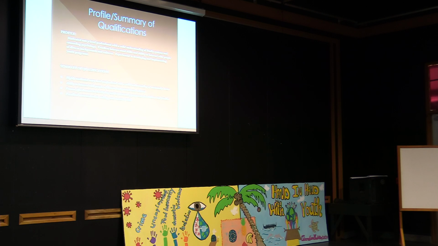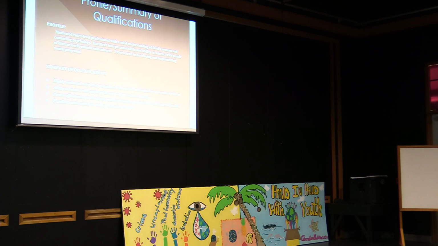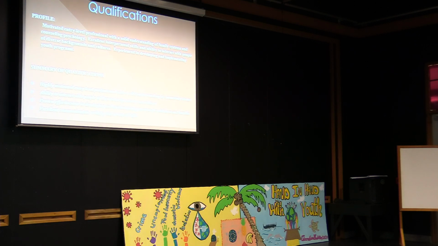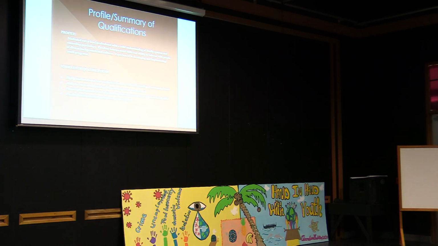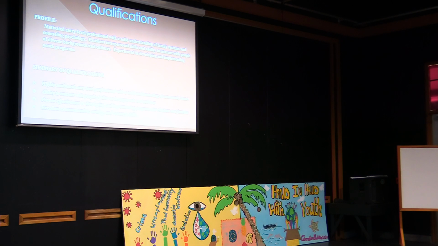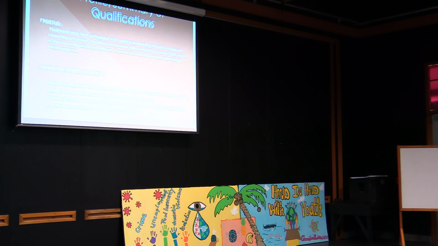Profile, a summary of qualifications. For example, this person has put as his profile, motivated entry-level professional with a solid understanding of family systems and counseling psychology, excellent interpersonal skills, an ability to interact with people of diverse backgrounds and cultures, experience in developing and implementing youth programs. You must have a summary of qualifications. In this instance, this person has put highly motivated entry-level professional with a solid understanding of community issues, ability to interact with people of diverse backgrounds and cultures, proven effectiveness in developing and implementing programs for children and families, excellent communication, writing, and research skills.